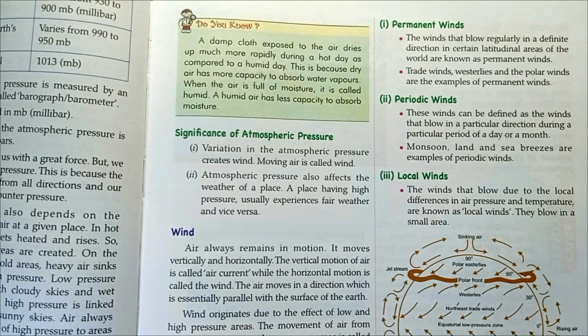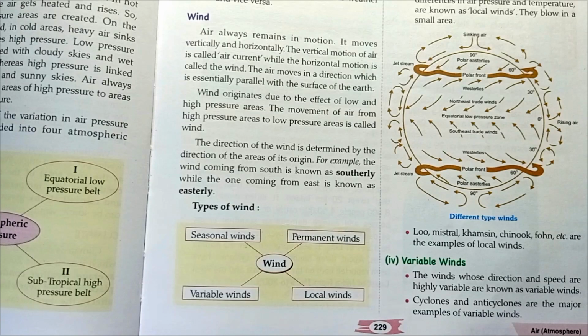Second is our periodic winds. The winds that blow in a particular direction during a particular period of a day or a month are called periodic winds. Third is our local winds. The winds that blow due to the local differences in air pressure and temperature are called local winds. Fourth is our variable winds. The winds whose direction and speed are highly variable are called variable winds.